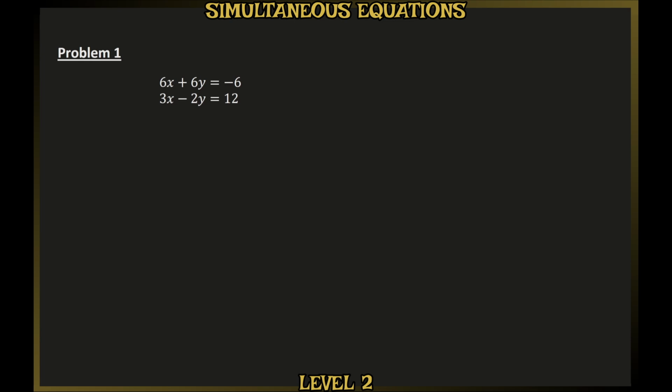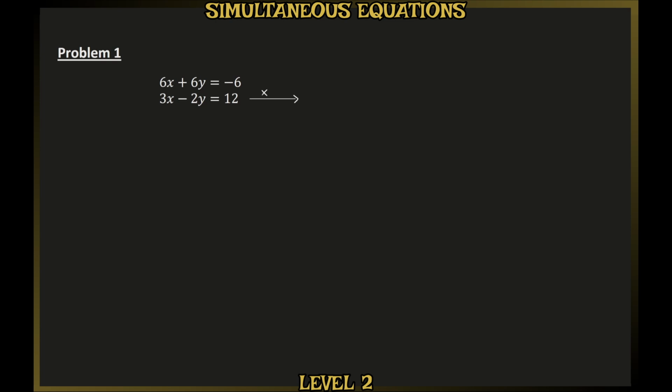make this happen. Now, looking at the x's, I could multiply the bottom equation by 2 and I'd have 6x's in both, and that could work. Or looking at the y's, I could multiply the bottom equation by 3 and that will give me a 6y in the first equation and a minus 6y in the second, and I could then eliminate the y's. Now I'm going to choose to make the y's the same, because I know that if their signs are different I'm going to add, and adding tends to be a little bit easier.